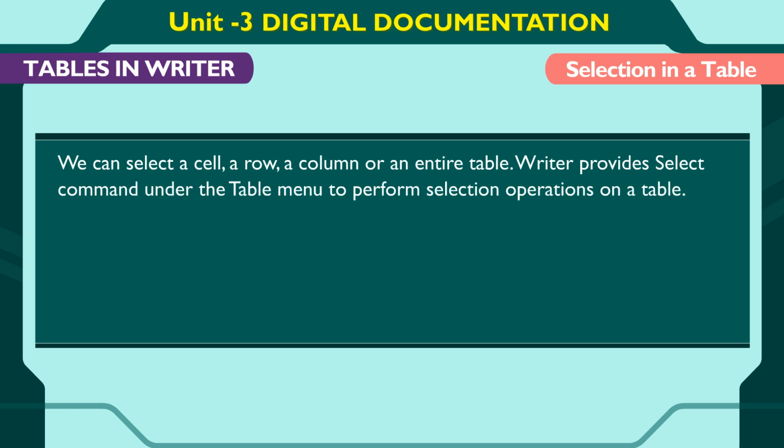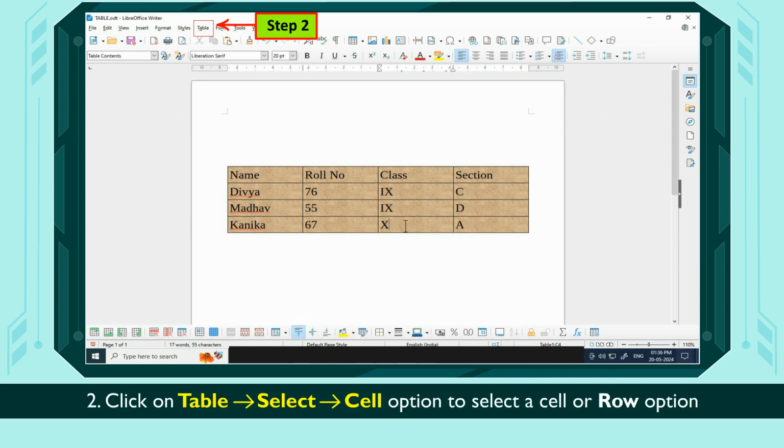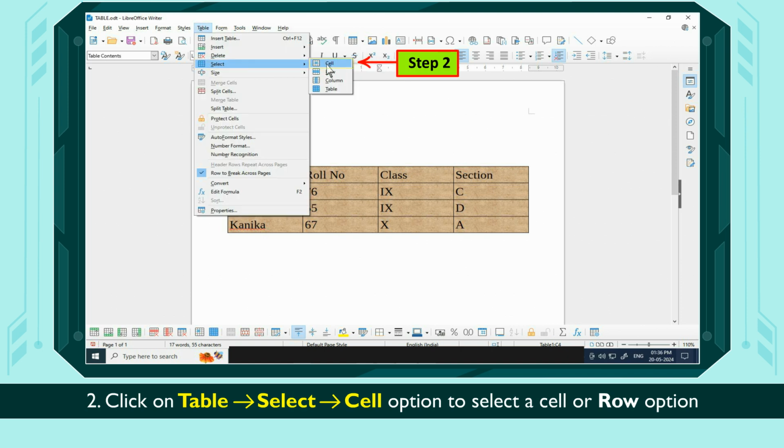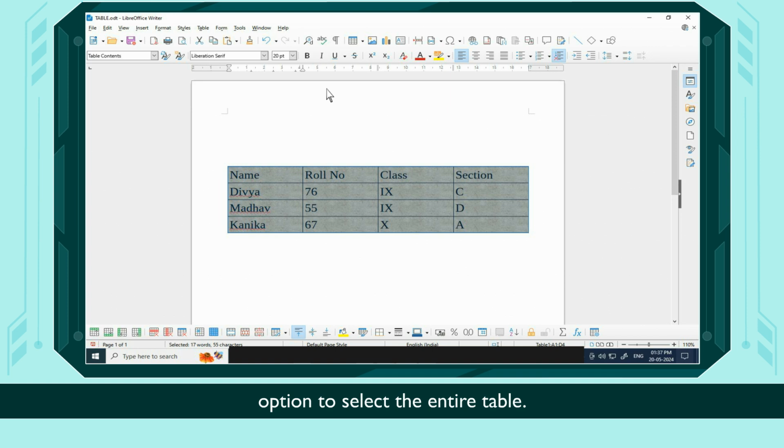Writer provides the Select command under the Table menu to perform selection operations on a table. Follow the given steps for selection. 1. Click in a cell of the table. 2. Click on Table, then in that, click the Cell option to select a cell, the Row option to select a row, the Column option to select a column, or the Table option to select the entire table. The desired cell, row, column or table is selected.